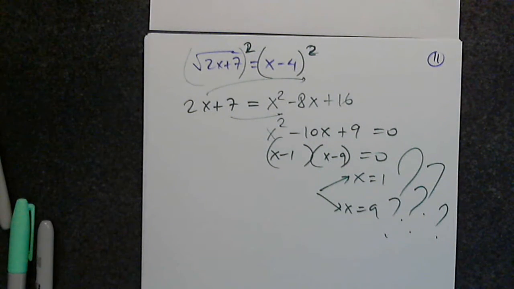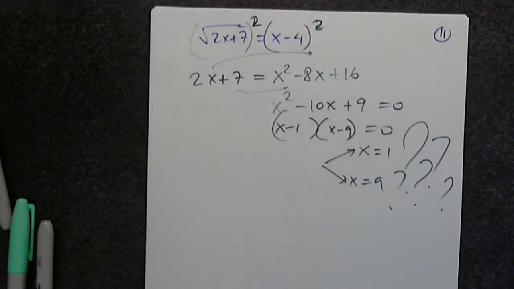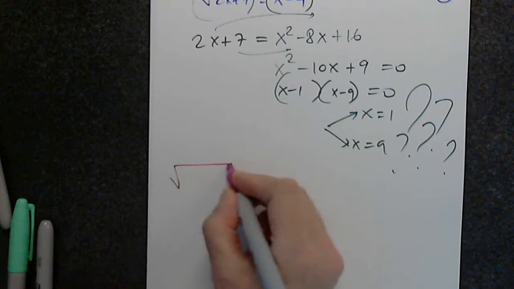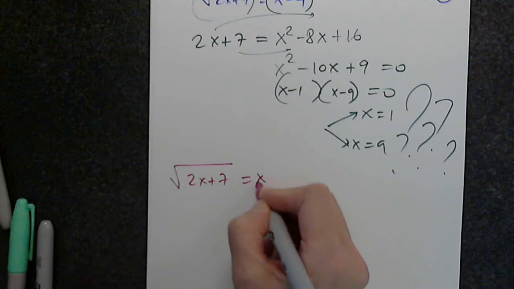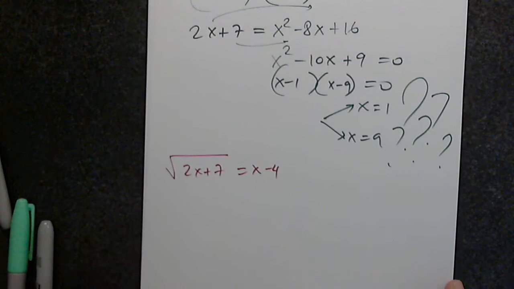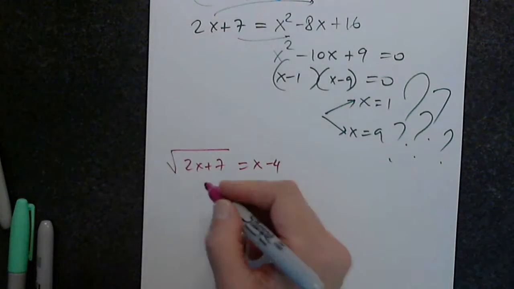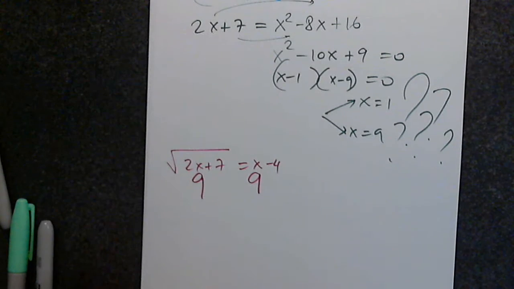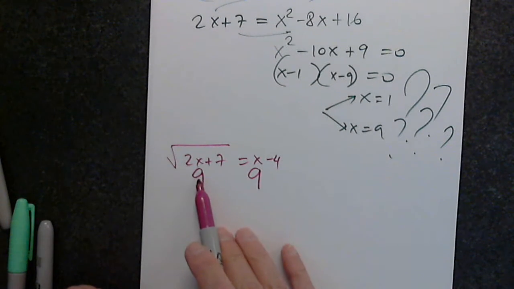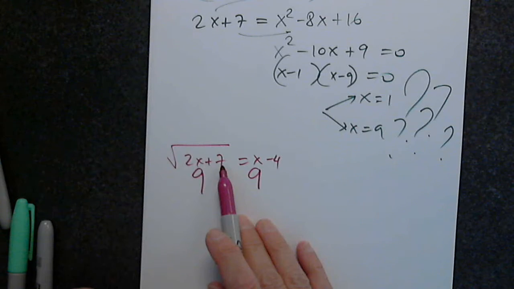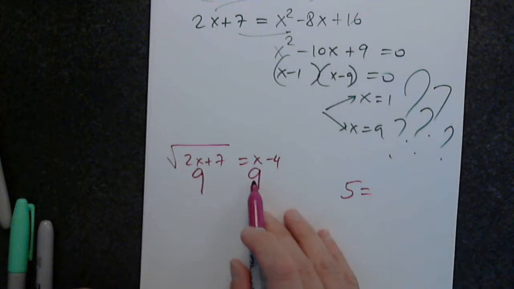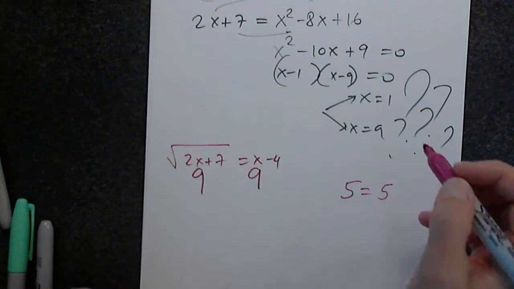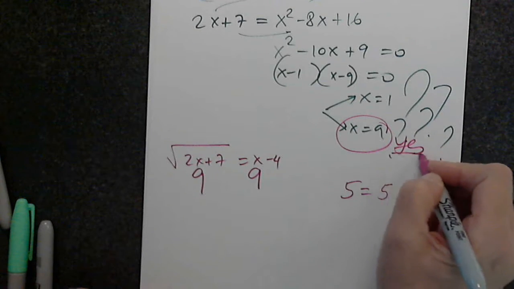Who knows? We don't. Yes, plug back in, but remember the original problem. And this is the original problem: the square root of 2x plus 7 equals x minus 4. So in here I'm going to plug in 9. 2 times 9 is 18, plus 7 is 25. The square root of 25 is 5, and 9 minus 4 is 5. I will definitely have to say yes to 9.